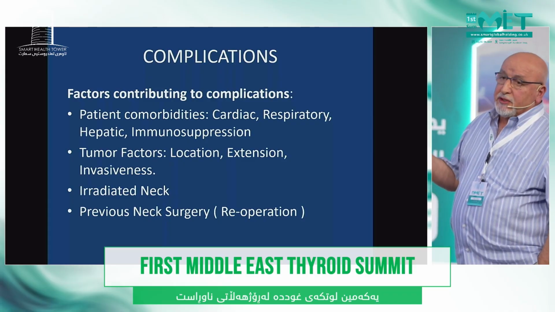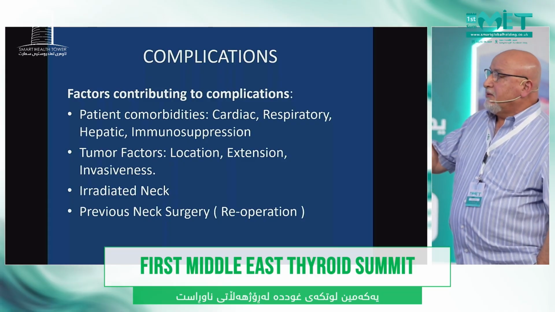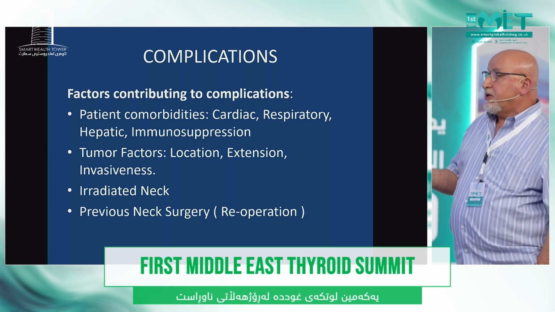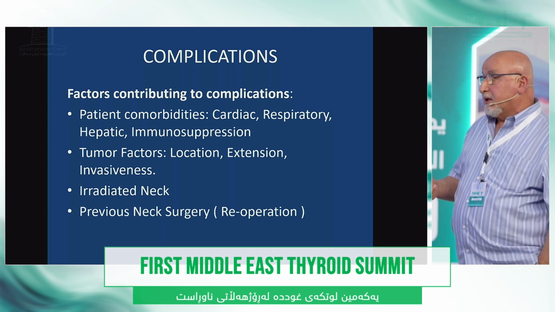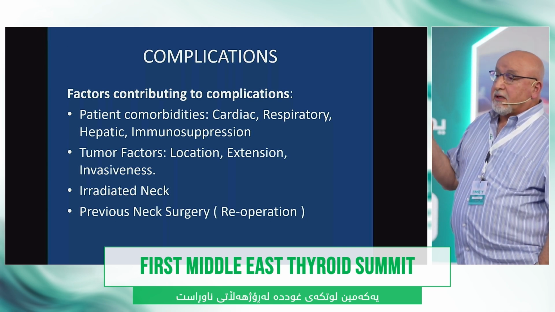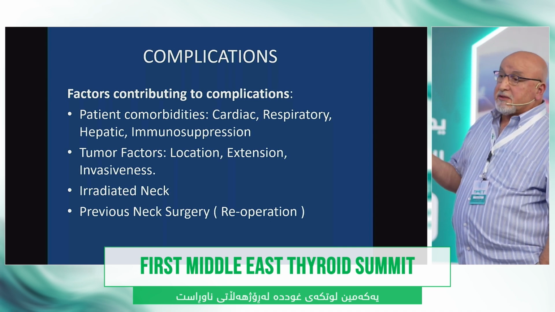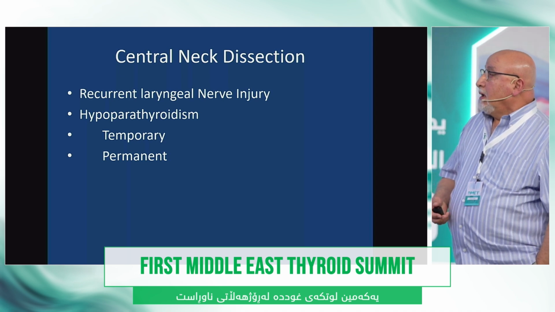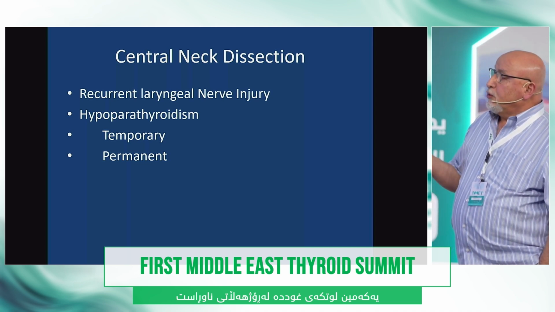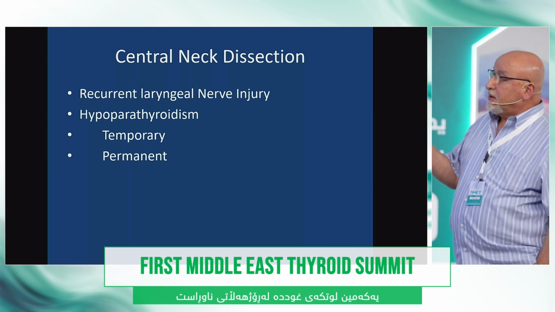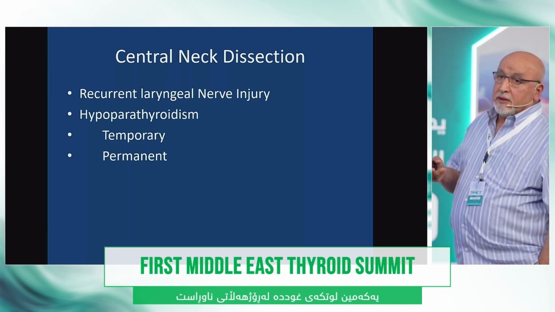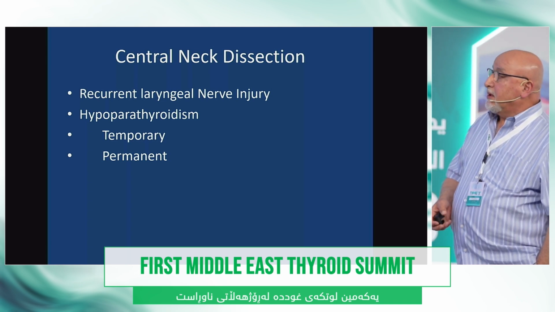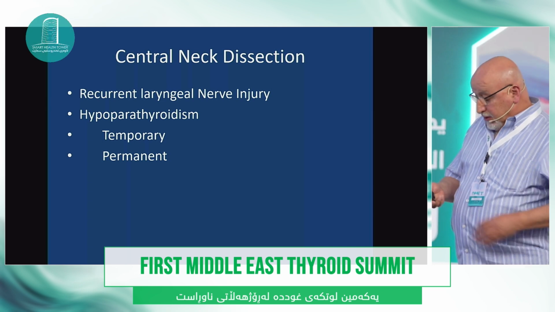Now, complications you might encounter during neck dissection. General factors include patient comorbidities. However, tumor factors are related to location, extension, and invasiveness of the tumor. Complication rate increases when you have an irradiated neck or when you have a previous surgery in the neck, reoperation. Now, in central neck dissection, the two major complications are recurrent laryngeal nerve injury and hypoparathyroidism. Recurrent nerve injury, Dr. Karimi gave a really detailed lecture this morning about it. Hypoparathyroidism can be temporary or permanent.